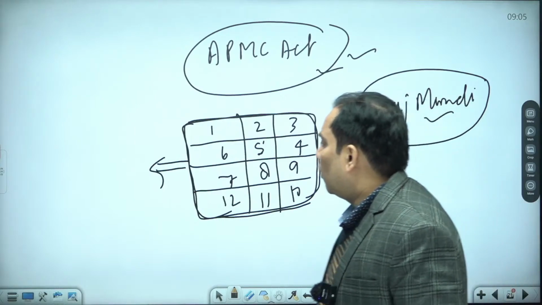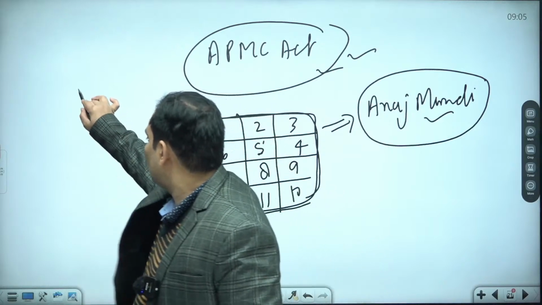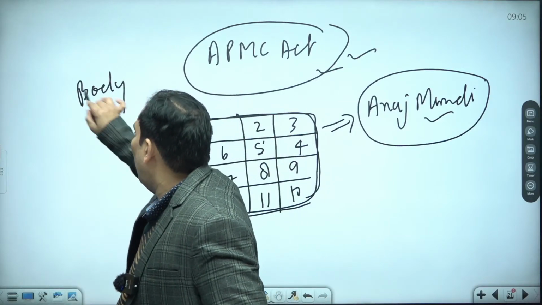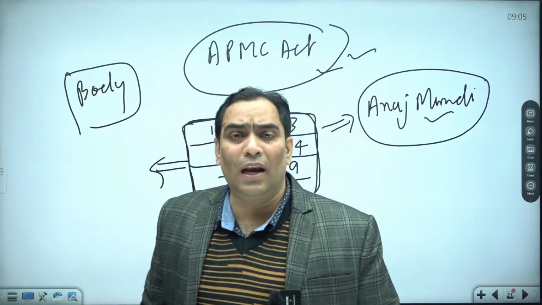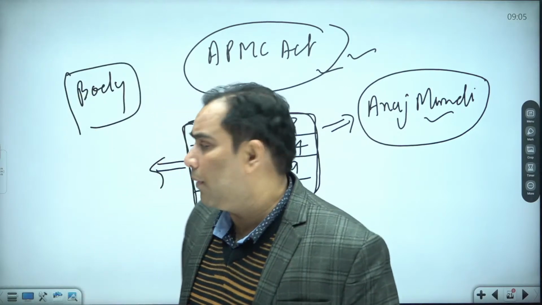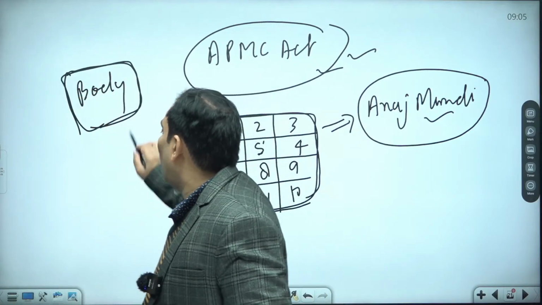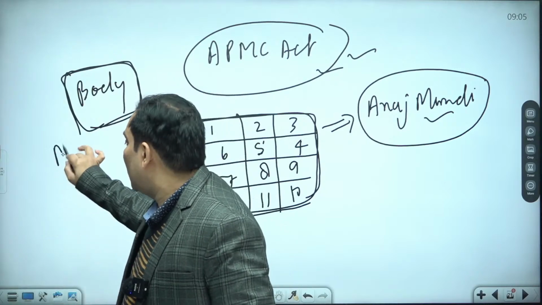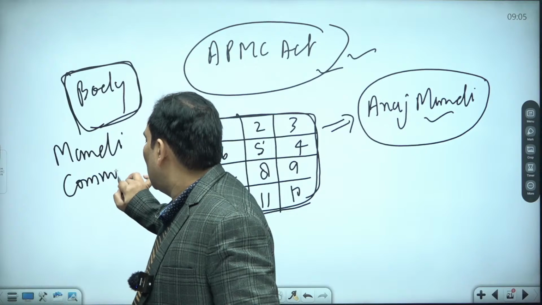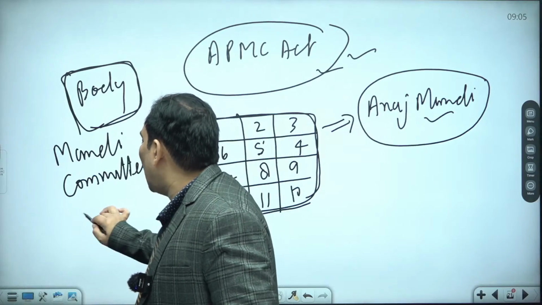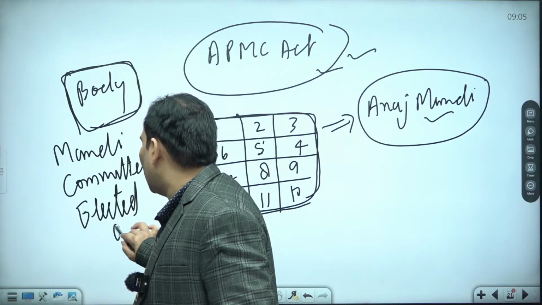Now to run these Anaj Mandis, there is a need to have a body. There is a need to have a body to run the Anaj Mandis effectively, in a transparent manner, in an accountable manner. That body was known as Mandi committees, and this body was an elected one.